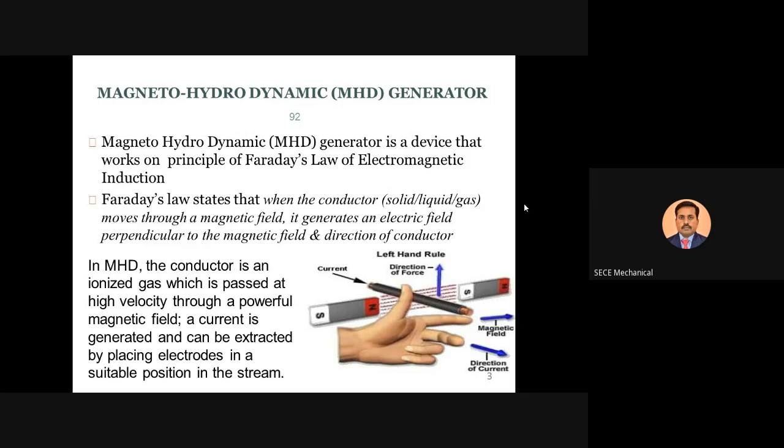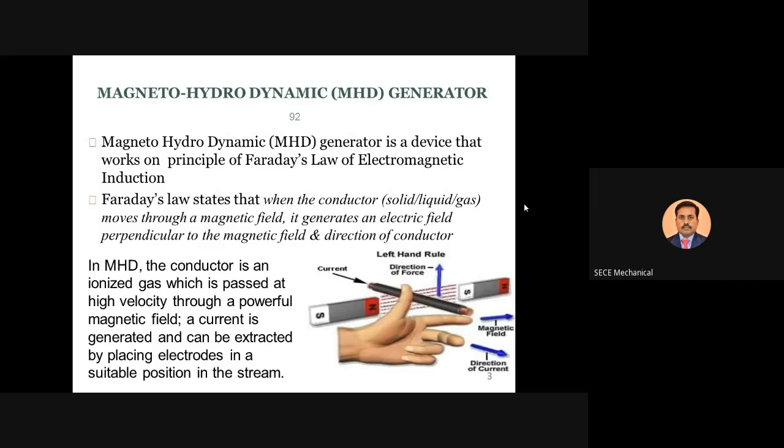So what I'm trying to say is, if you want to develop power in an MHD generator, the basic construction has two main components: one is a magnet and the second is ionized gas. If you want to produce an ionized gas, you need a combustion chamber, because ionized gas, or plasma gas, is a high temperature gas.